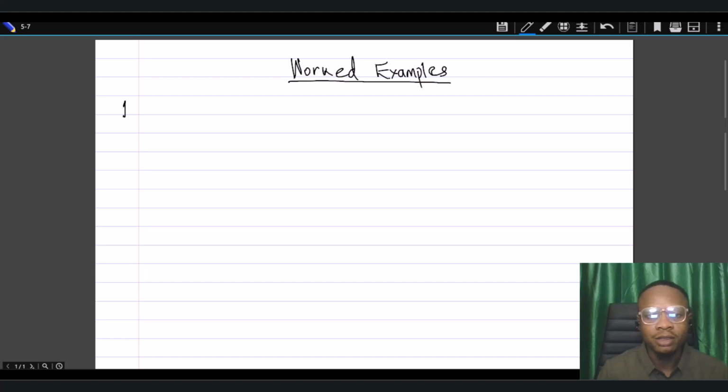Welcome back. We will now consider another set of examples on what we have been discussing so far. So we have here some worked examples. And the first problem says, solve the equation z cubed plus 64i equals 0. So we want to solve this equation that says z cubed plus 64i equals 0.